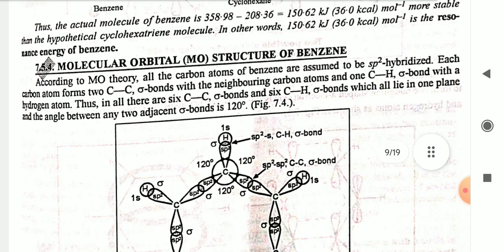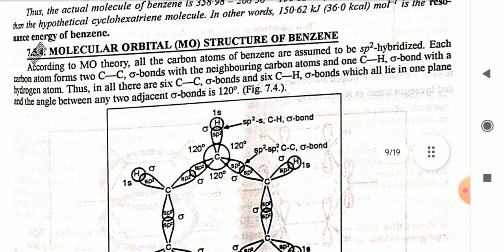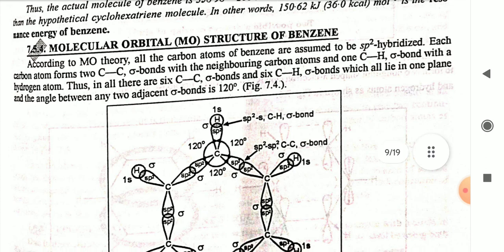Molecular orbital structure of benzene. According to MO theory, all the carbon atoms of benzene are assumed to be sp2 hybridized. Each carbon atom forms two carbon-carbon sigma bonds with the neighboring carbon atoms and one C-H sigma bond with a hydrogen atom. Thus, in all, there are 6 C-C sigma bonds and 6 C-H sigma bonds, which all lie in one plane, and the angle between two adjacent sigma bonds is 120 degrees.